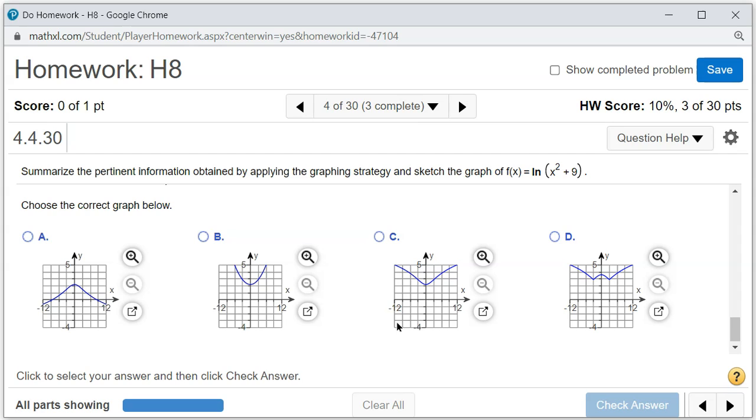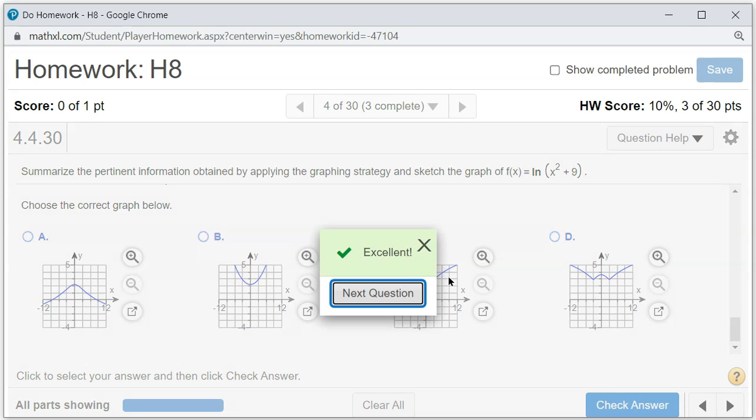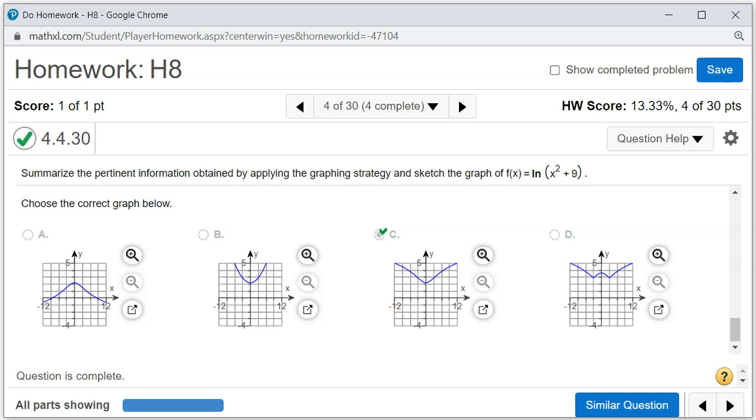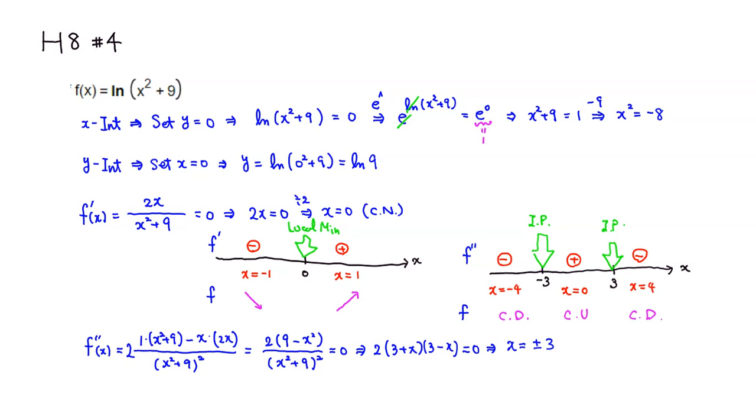And the concavity is concave down. Well, it looks like it's concave up all the way through for this one. This one is concave down, concave up in between, and then concave down again. So C is the correct picture. Let's check the answer. We got that. That's it. I hope that this was clear.